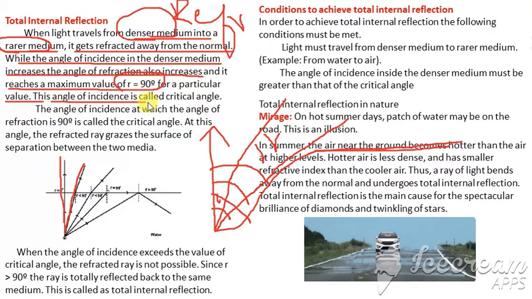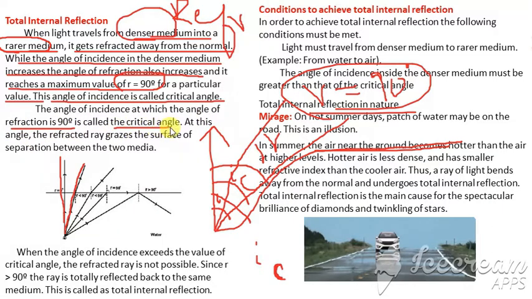value and at that time the angle of incidence is the critical angle. At the point where r is equal to 90 degrees, that angle of incidence is called IC, which is called the critical angle. Next: the angle of incidence at which the angle of refraction is 90 degrees is called the critical angle. At this angle the refracted ray grazes the surface of separation.